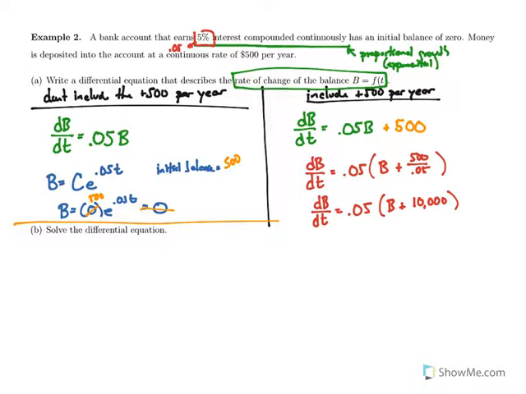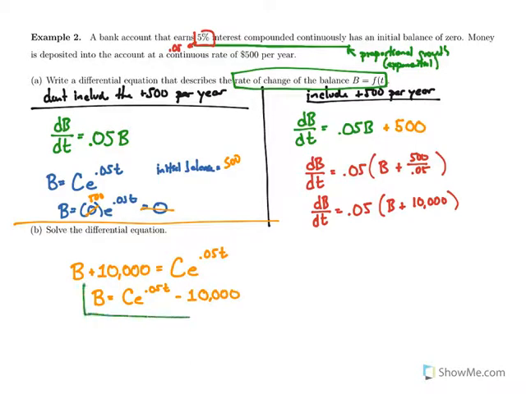So what we have here is, if we follow the same kind of steps, our solution, in this case, not just B, but B plus 10,000, is going to be a constant C times e to the 0.05t. That B plus 10,000 is just representing our B in our previous problem, and we can write this as B is equal to C e to the 0.05t minus 10,000. And this is our general solution.